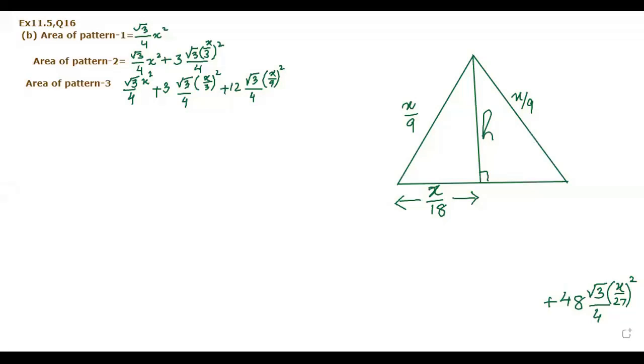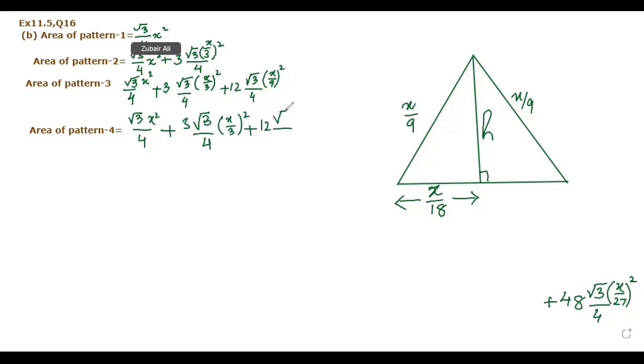So in the same way, the area of pattern 4 will be equal to, we should write here the pattern 3, basically the whole one, and then we will add, because we are going to deduce this, and I have given you the reason. 3 root 3 upon 4 x upon 3 whole square plus 12 root 3 upon 4 x upon 9 whole square plus 48.